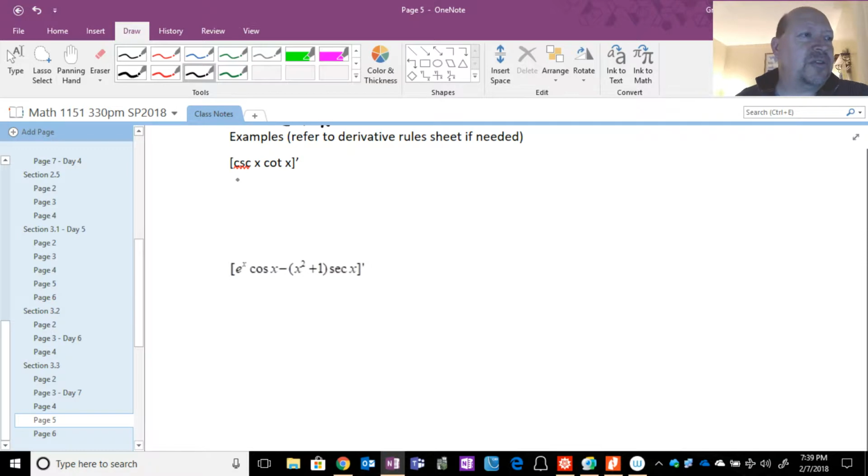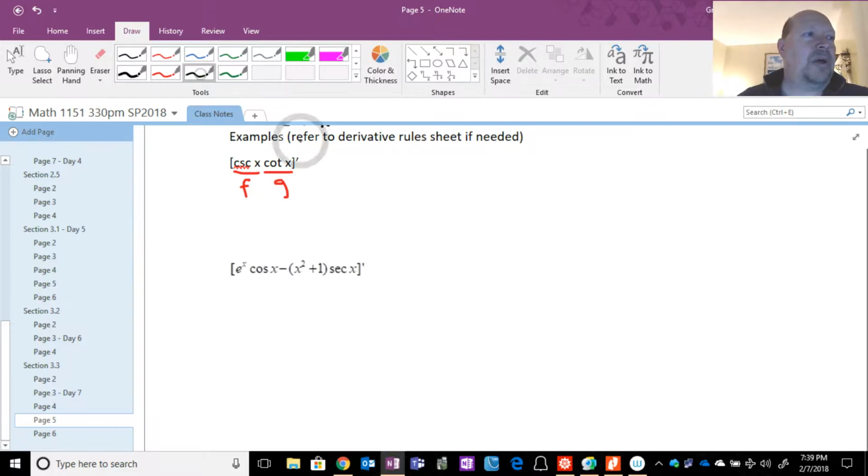So this first one here, cosecant x times cotangent x, and the derivative of that. We're just going to straight up use the product rule, because that's the product of two functions. This cosecant x, that's like our function f, and this cotangent x, that's our function g. So really we have the derivative of f of x times g of x.